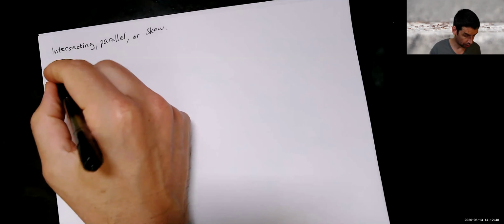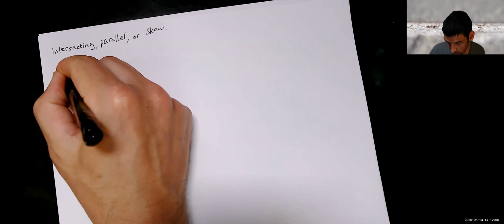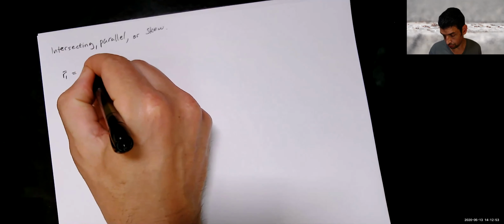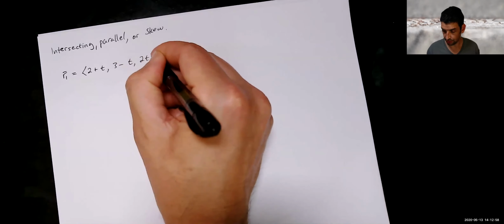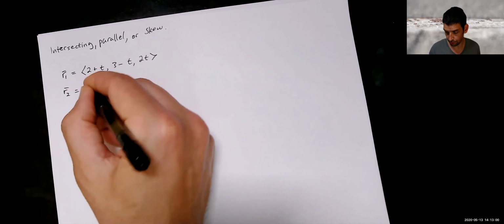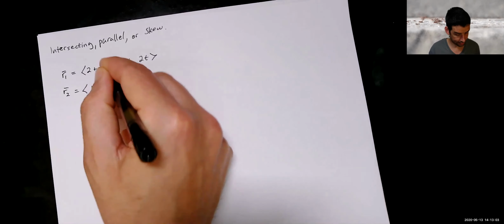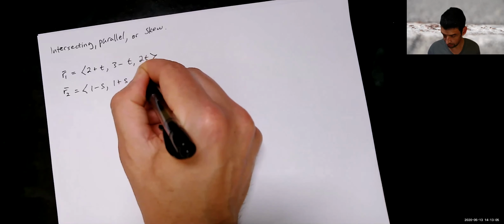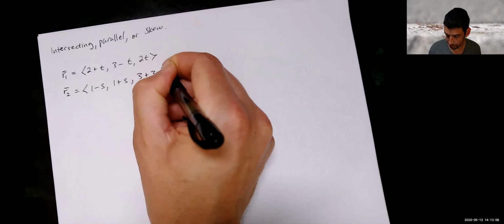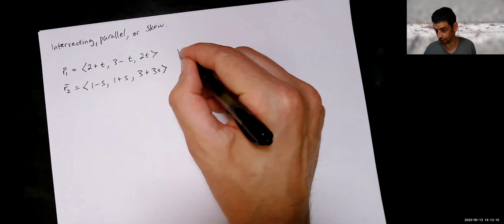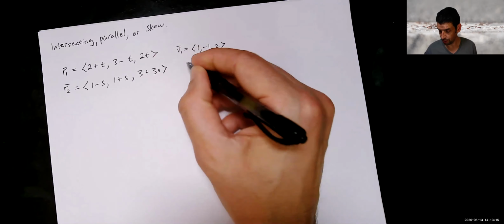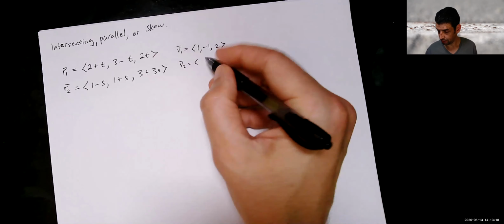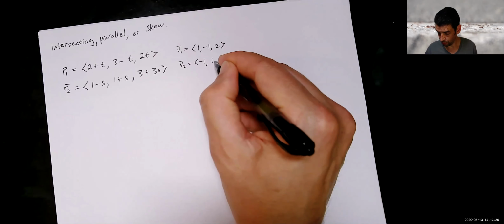So let's take a look at a couple of lines and see if we can determine if they fall into one of these categories. So let's look at the line R1 is equal to 2 plus t, 3 minus t, and 2t. And the line R2, which is going to be 1 minus s, 1 plus s, 3 plus 3s, right? So if you look at the direction vector here, the v, it's going to be the vector 1, -1, 2. And the direction vector here is going to be -1, 1, 3, right?